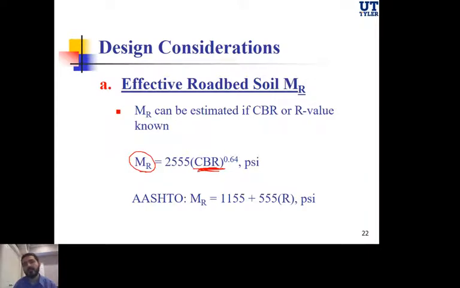And we're going to try to touch upon it a little bit, but it's not a requirement to know much detail about it in this class. It's going to be given to you if you need to use it in an exam or in homework. If I have the CBR value, I take it to the power 0.64 times 2,555, and I'll be able to get the resilient modulus in PSI. Or if I know the R value, another test, multiply by 555 plus 1155 to get the resilient modulus for that sample.